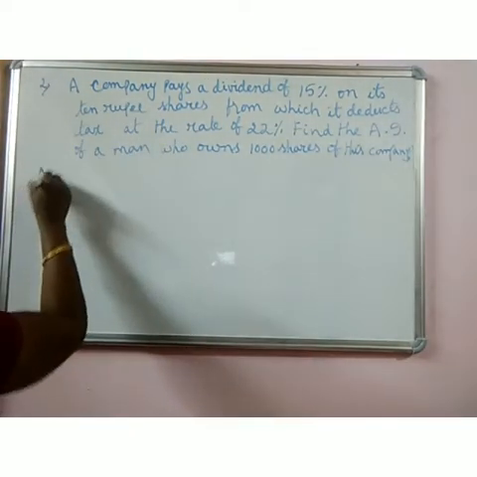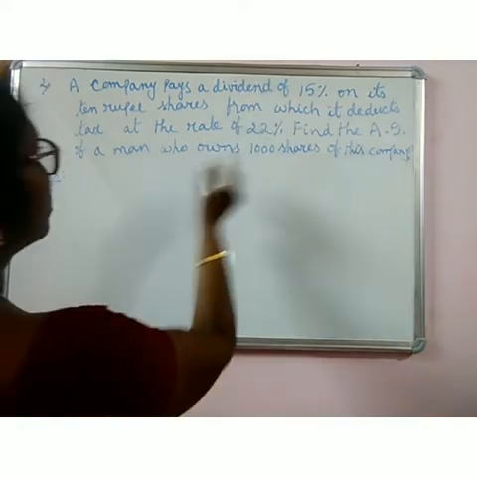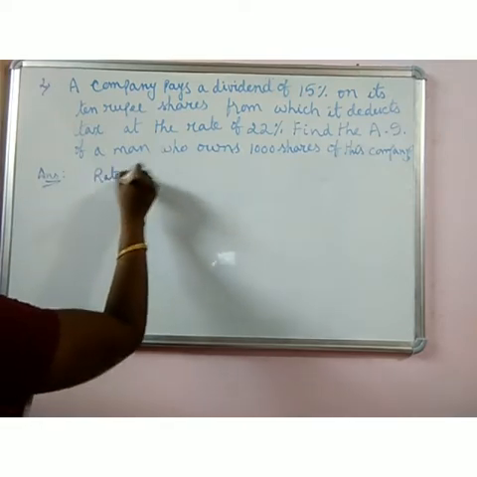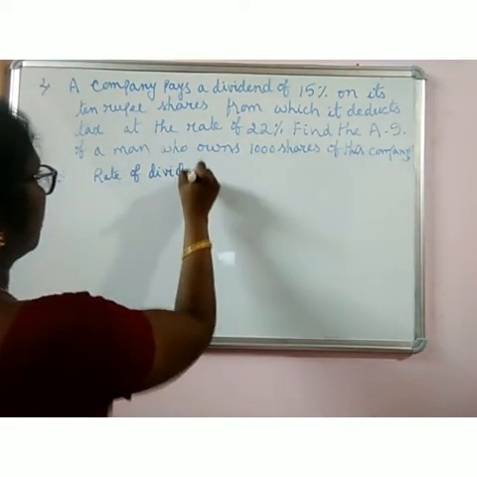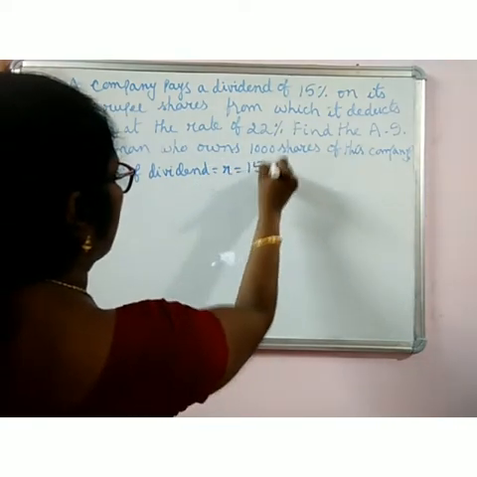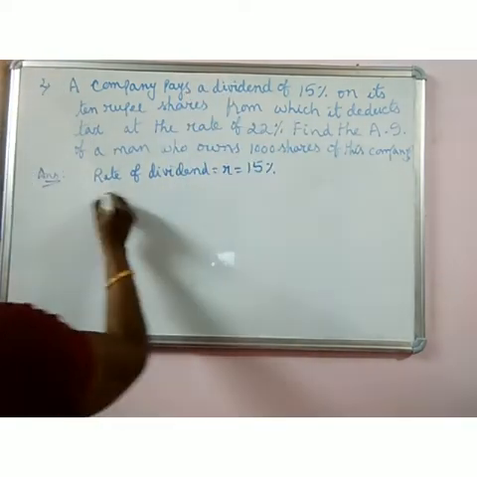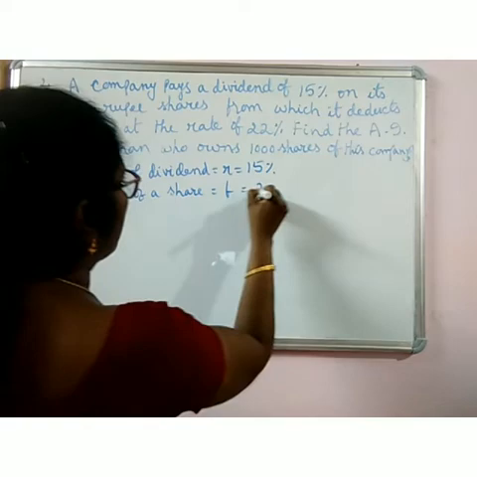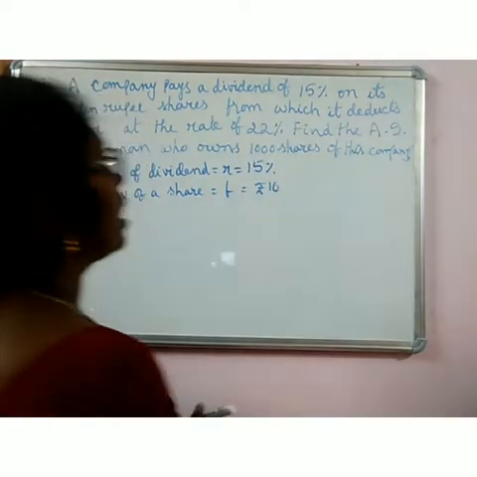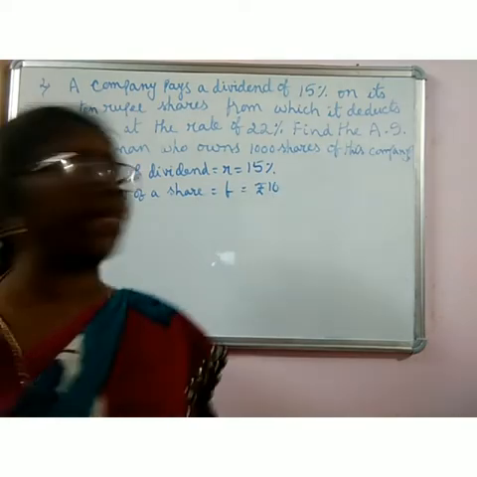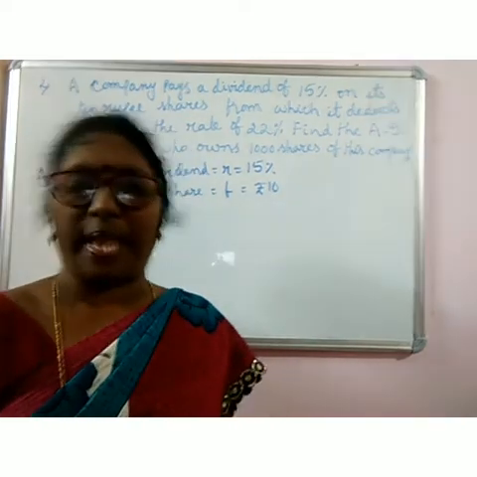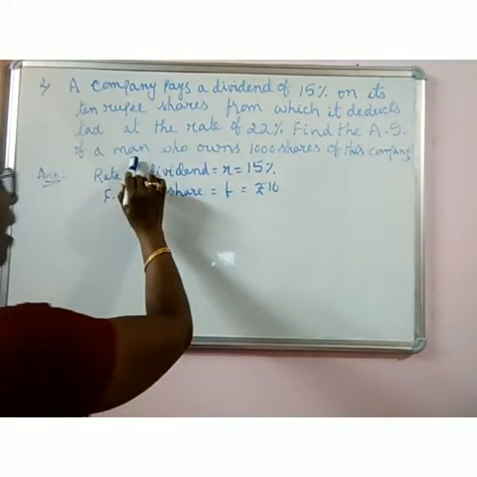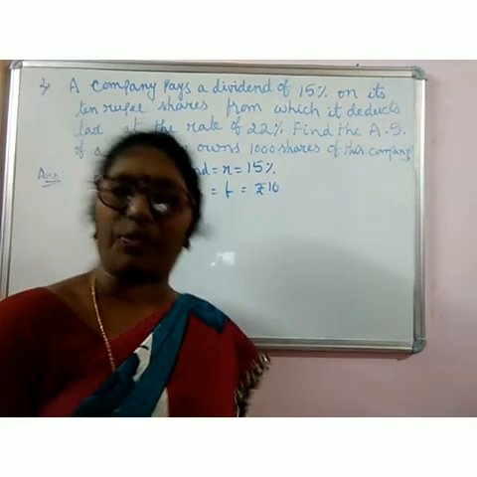Let me solve it. Here the company pays a dividend of 15%. That is, rate of dividend R is 15% on its 10 rupee shares. Face value of a share, that is F, is 10 rupees, from which it deducts tax at the rate of 22%. Means after finding the annual income we will deduct the tax. Find the annual income of a man who owns 1000 shares of this company.